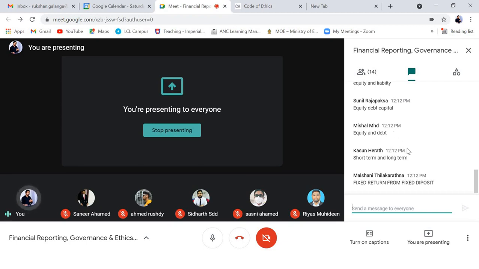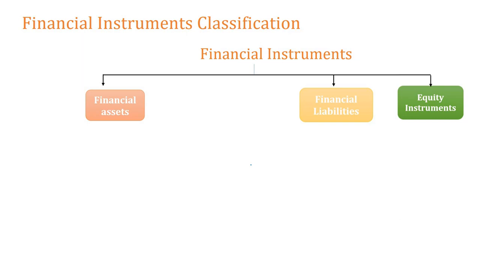Basically, what I wanted with this answer is equity and debt. If you look at this investment, I have invested in shares. That means I have invested in equity. Or else, in the second scenario, the fixed deposit and the debenture, those are debt instruments. Those are not equity. Shares are equity instruments, the others are debt instruments. So this financial asset I can divide into two main categories called equity and debt.